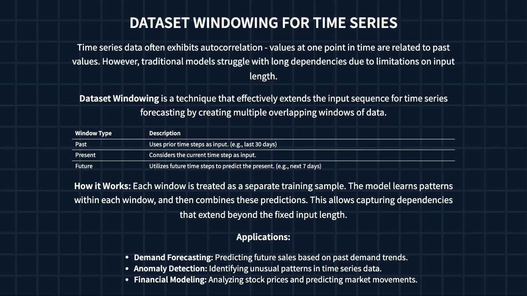We can look back, focus on the present, or even peek into the future to make predictions. It's a clever way to trick the model into recognizing patterns that would otherwise be hidden by that length limitation. This is really useful for things like predicting sales trends, spotting anomalies, and even analyzing financial markets. Basically any situation where understanding how past events relate to the future is crucial.